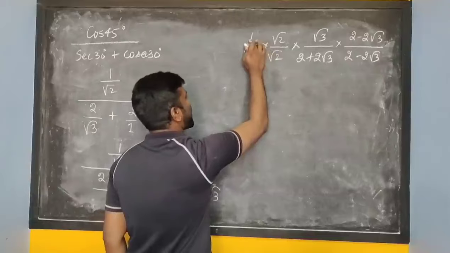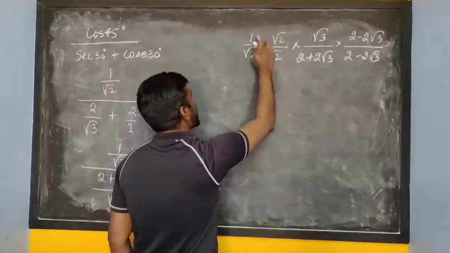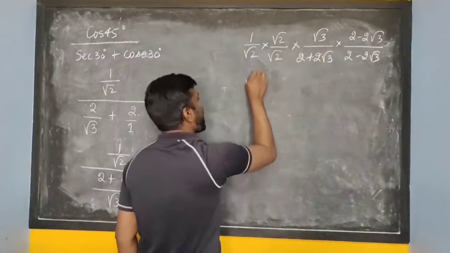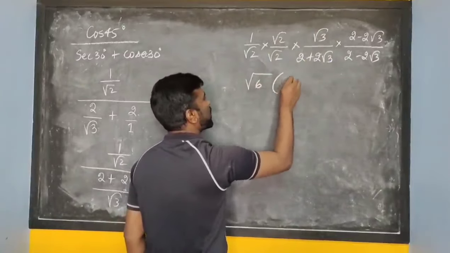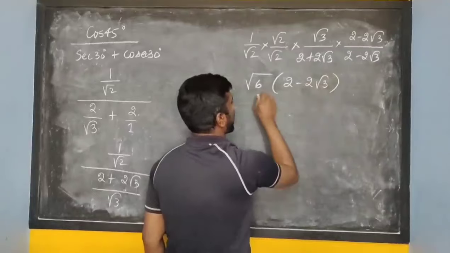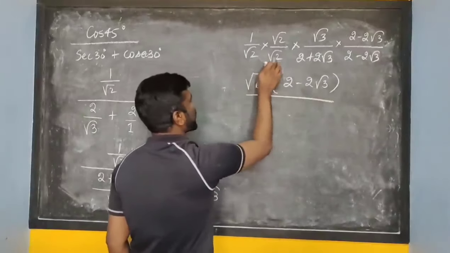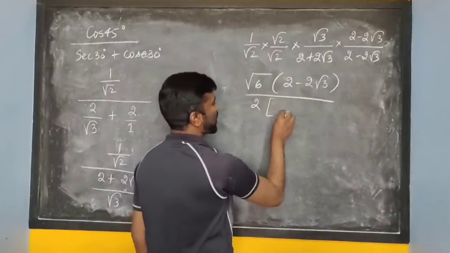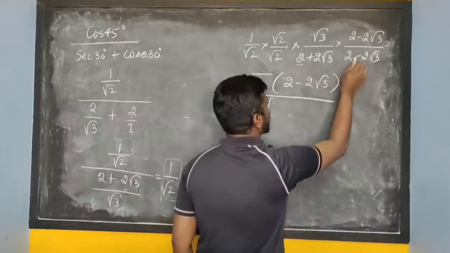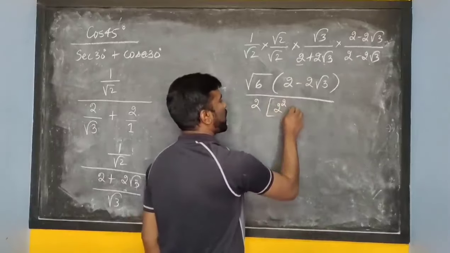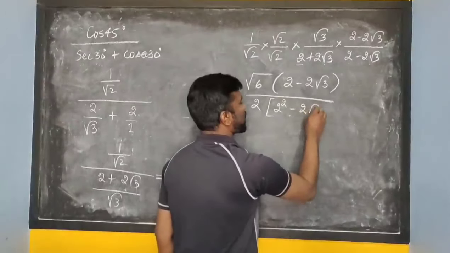Now multiply all the numerators. That is 1 into root 2 is root 2. Root 3 into root 2 is root 6, into 2 minus 2 root 3, whole divided by root 2 into root 2 is 2. Now it is of the form A plus B, A minus B, which can be written as A square minus B square.